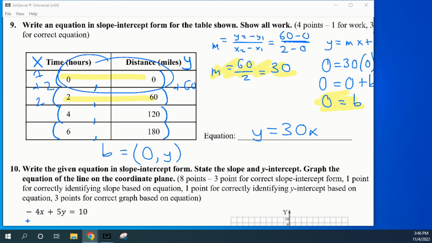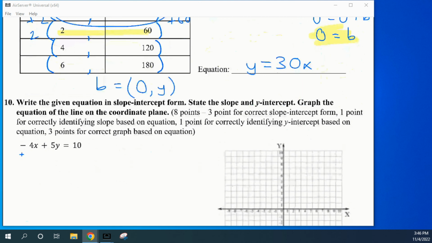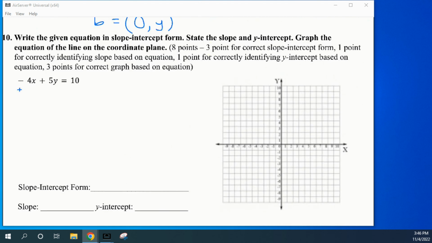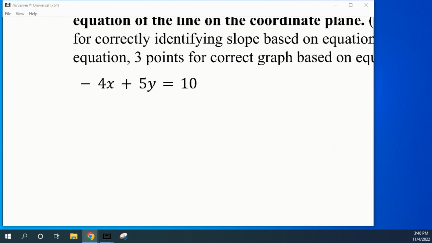Last question. Hopefully this time is not getting too outrageous. Like I said, try to go kind of quick on this. On this one, you're solving for y, putting this into slope-intercept form, identifying your slope and your y-intercept, and graphing. This one shouldn't take too long. Right? First thing we have to do, solve for y. I am going to add 4x first.